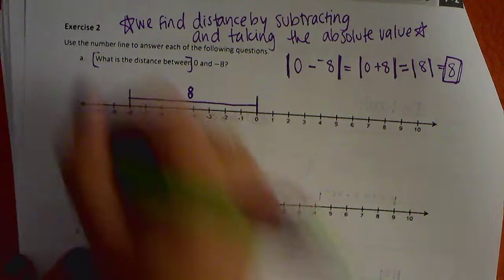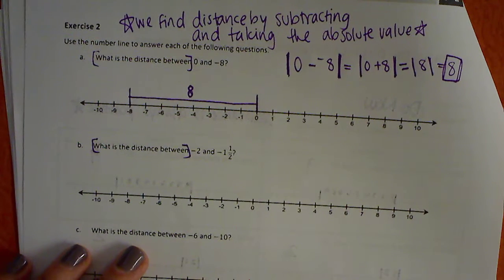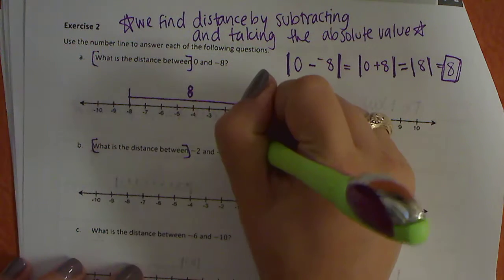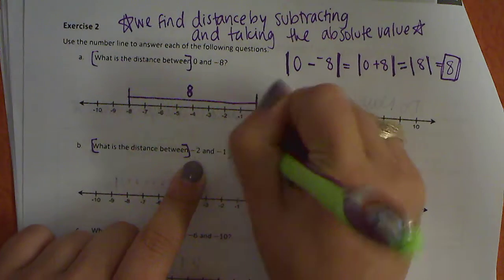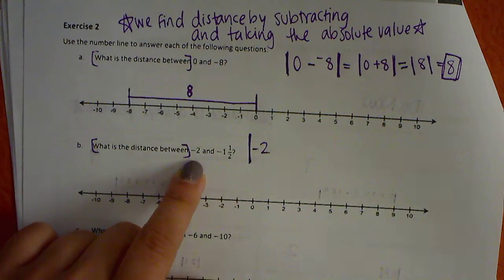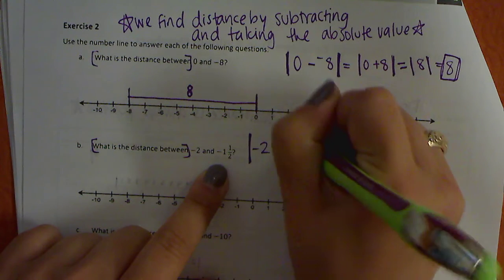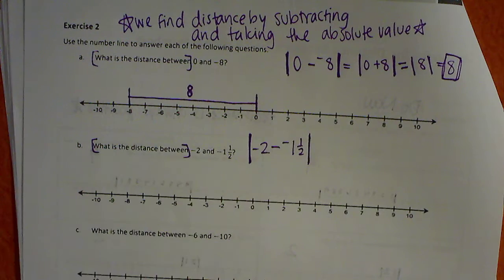For the next one, once again, it asks, what is the distance between these two numbers? I'm not going to draw my picture. I want you to do that in a second. But I'm going to get started by writing absolute value of the first number minus the second number. Then I want you to simplify and try the one on the bottom.